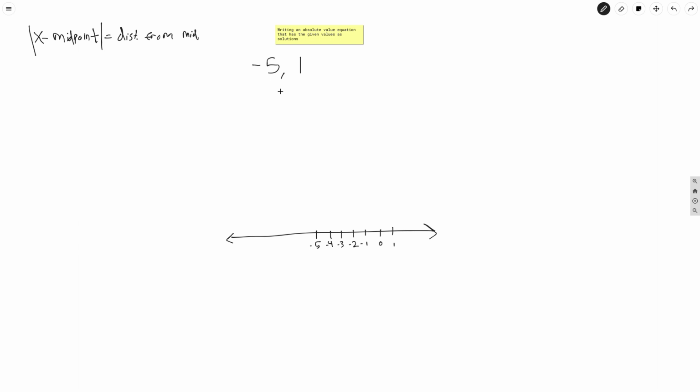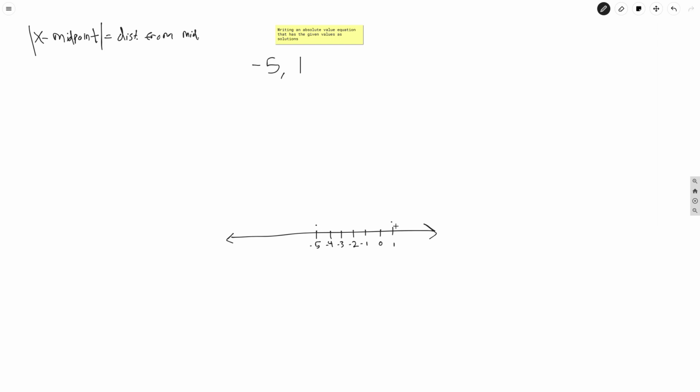So first, I have -5 and 1. These are my solutions I'm given, right? So I just make it easy. Just go to a number line, define the midpoint. Multiple ways to find the midpoint. We'll just go to the number line.